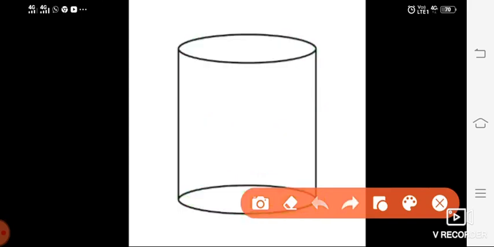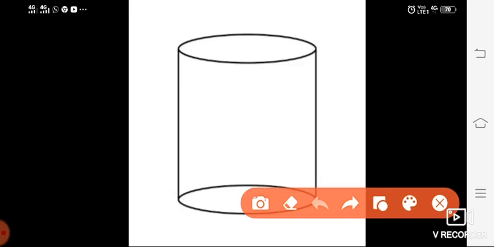Later on we have to write the number of vertices. Are you able to see any point in this diagram? No, there is not. This diagram is not having any point. This means a cylinder does not have any vertex. So there are 0 vertices.